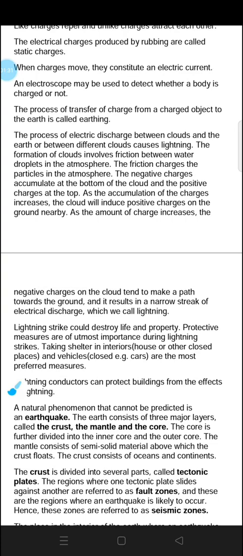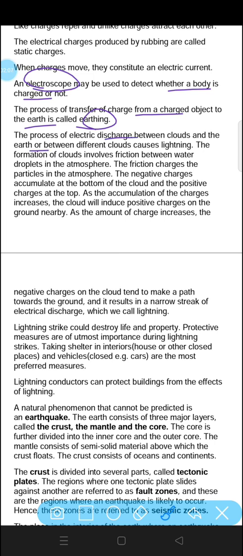An electroscope may be used to detect whether a body is charged or not. So an electroscope is an instrument that is used to detect whether the body is charged or not charged. The process of transfer of charges from a charged body to the earth is called earthing. Earthing is done in case of electrical conduction. In case of electricity supply, earthing is done so that the charges could be transferred from the object to the earth.